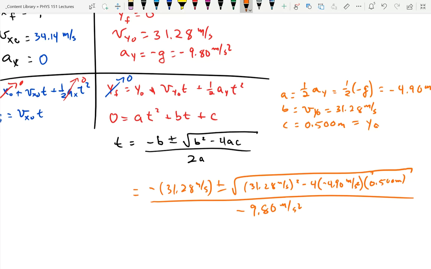Wait, shouldn't it be 2A? Right, or 2A? Since A is 1/2 G, then 2A is G, or minus 9.8. So there's putting the numbers in.